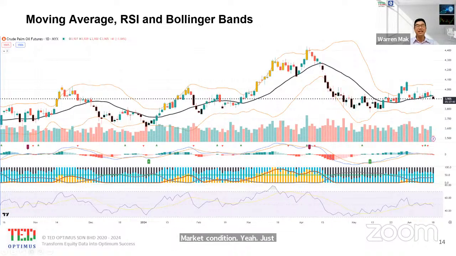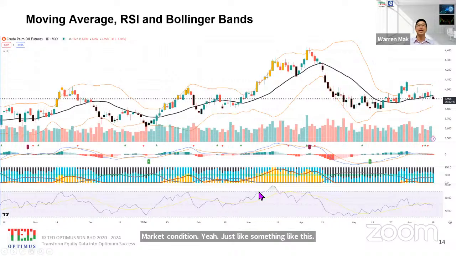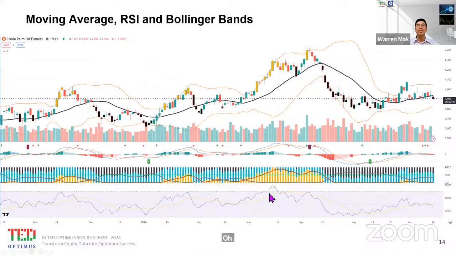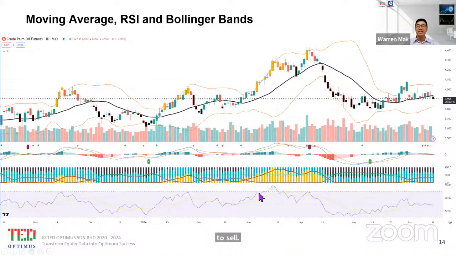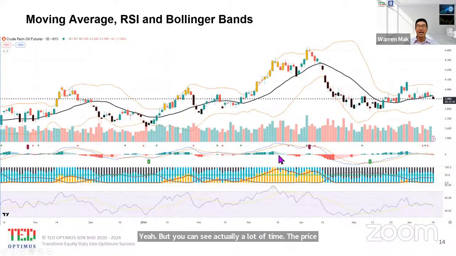Just like this, they say RSI above 80 is overbought. Overbought means you want to sell. Can you imagine, you see this overbought is just right here, correct? You want to sell because the book theory tells you when the price goes to overbought, you sell. But you can see a lot of the time the price will stay higher and higher, and at this so-called overbought level, the RSI will stay flat until maybe 2 weeks later, then only drop. If you sell here, you're missing a lot of profit opportunity.